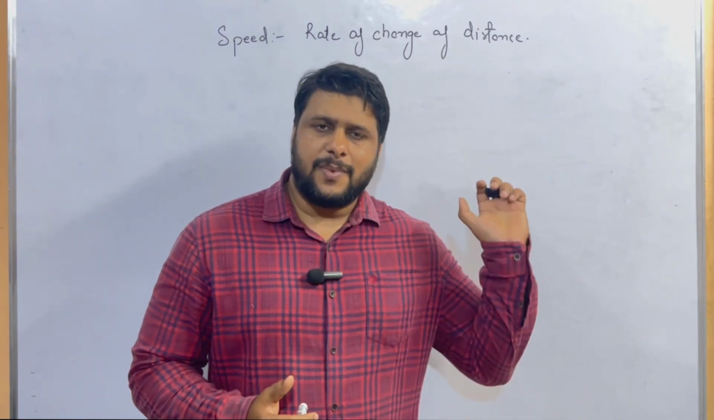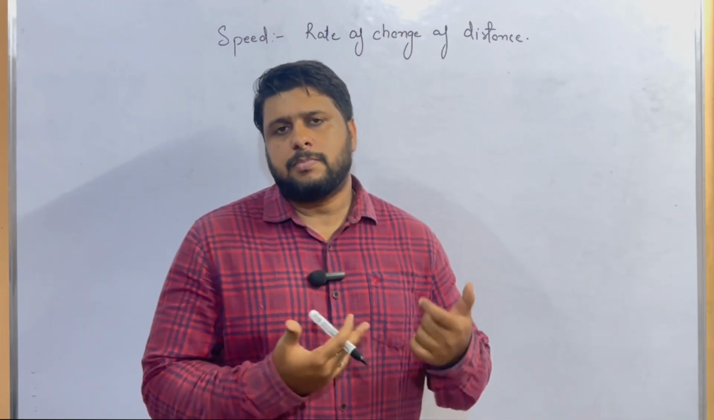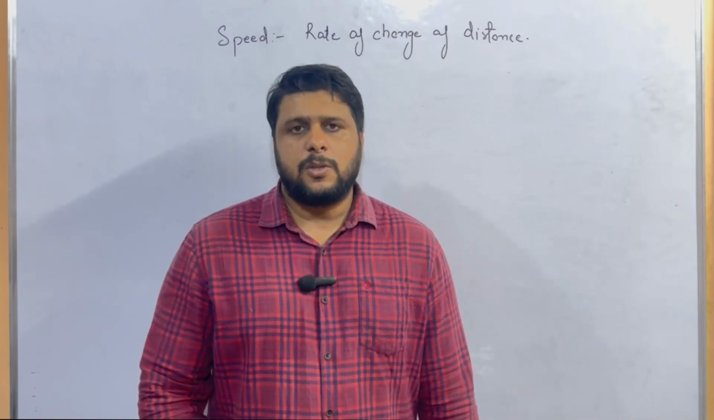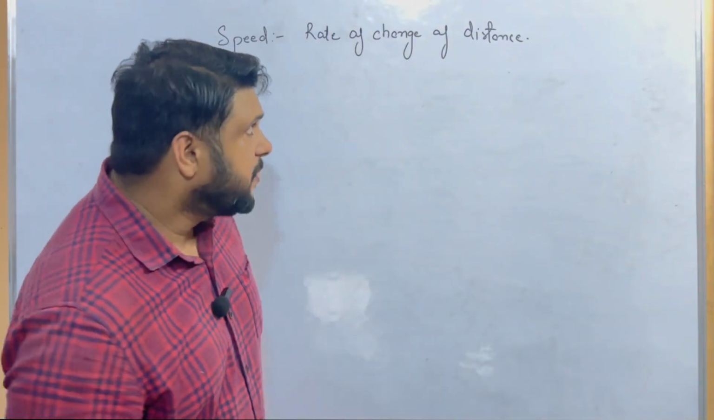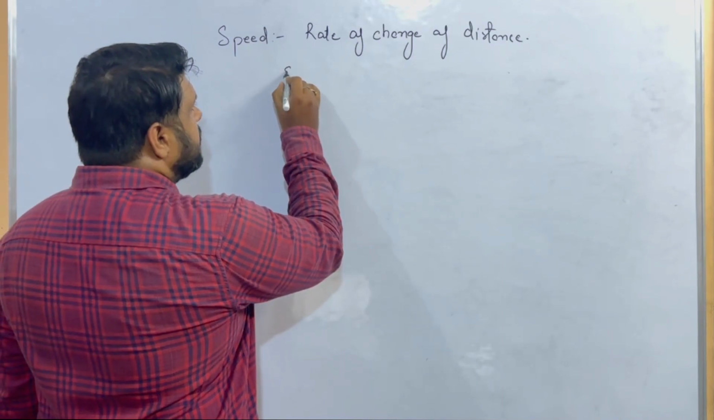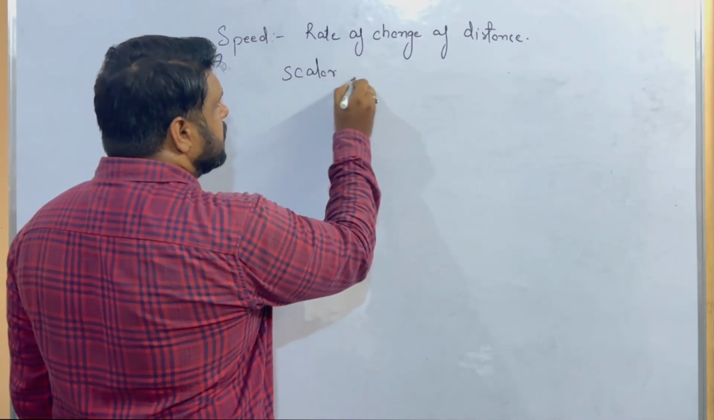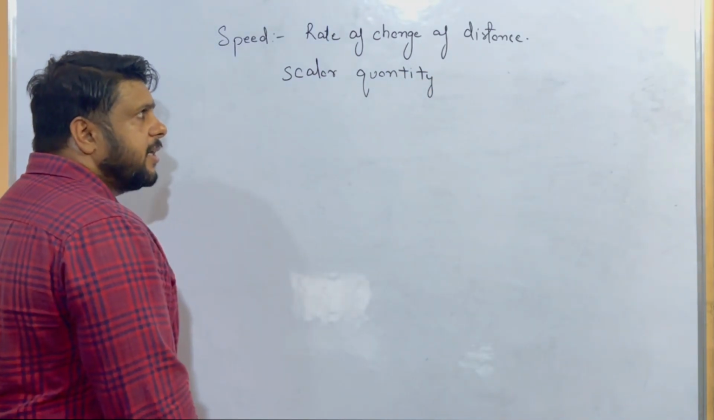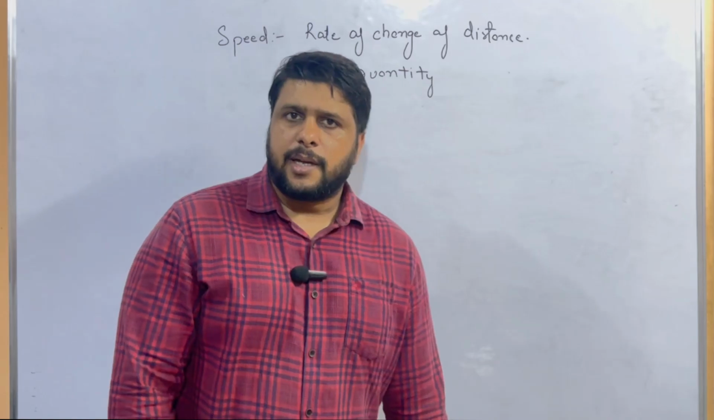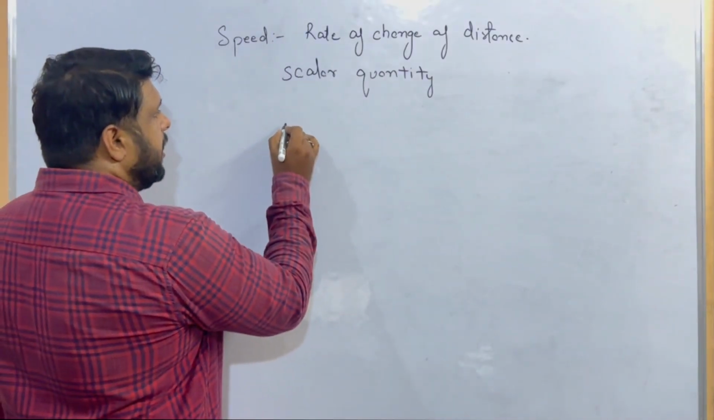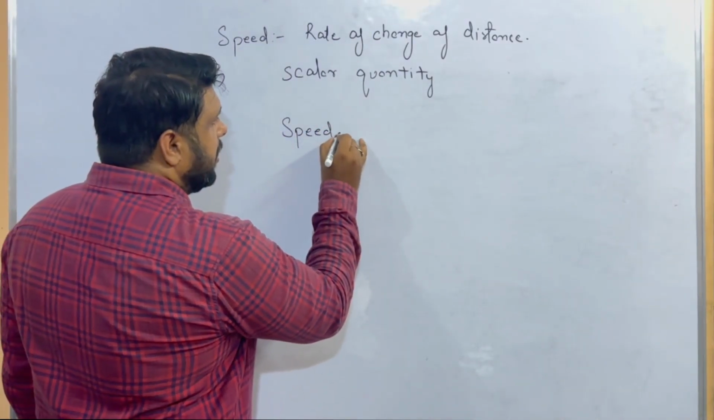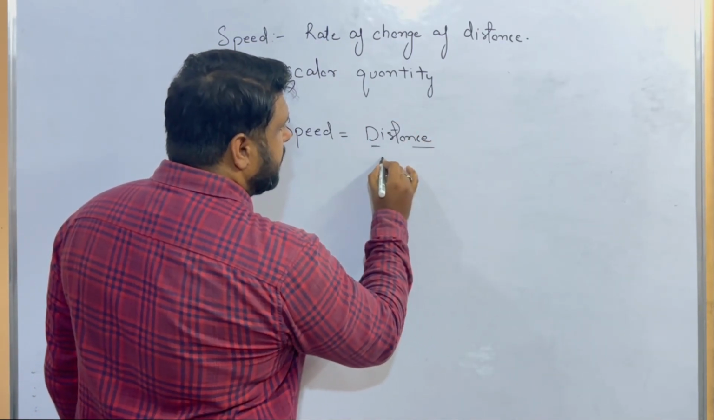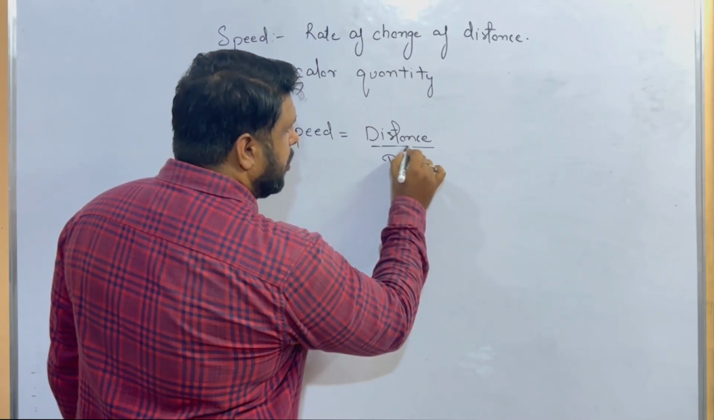I am not going to get deep into speed because you have already studied these things in detail in class 9th and class 10th also. A few more things: this is a scalar quantity. Why scalar? Because speed does not need direction. So the formula we write is speed is equal to distance upon time. This is the formula of speed.